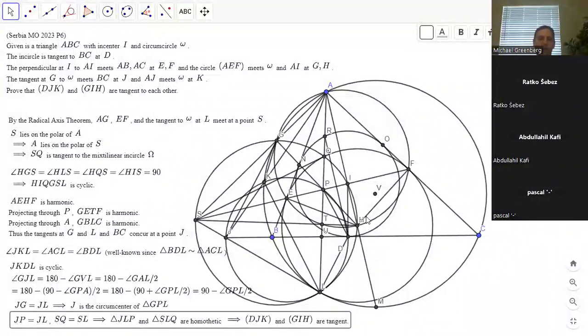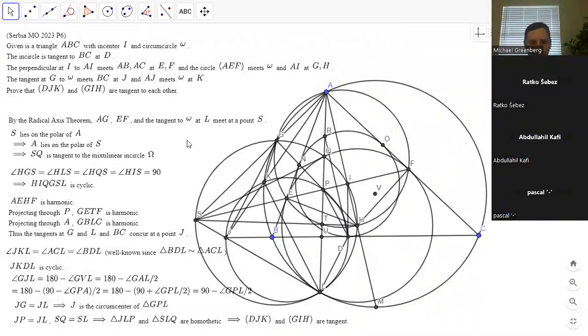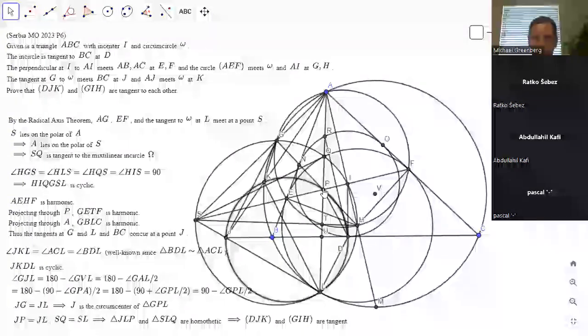Is there anything I'm missing here? Let's see. Oh, did I show P lies on this circle? Oh, because this is the circumcenter, I think it follows that P lies on the circle, because did I figure that out? Well, actually, we need to know this is an angle bisector. Yeah, I think there's still one more step. I need to show P lies on JKBL.